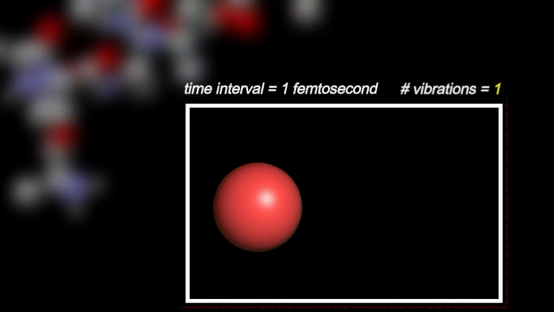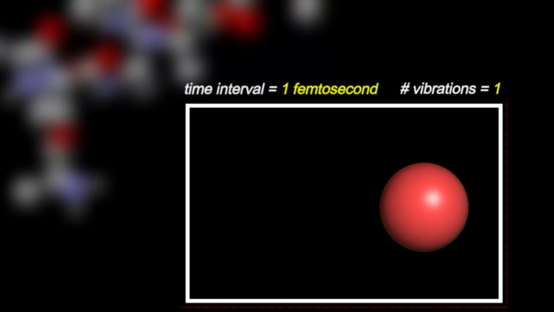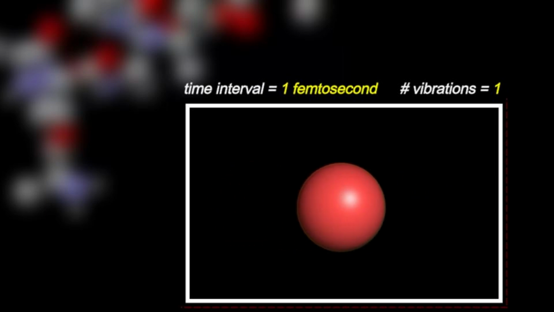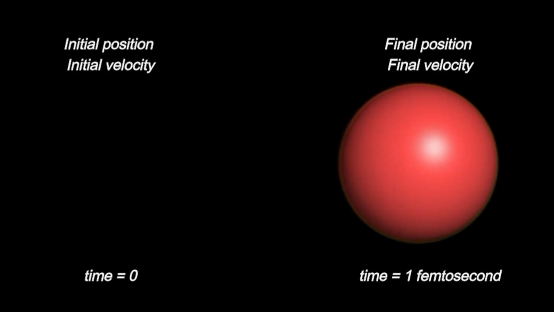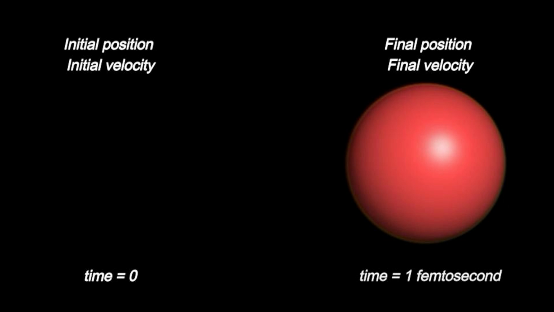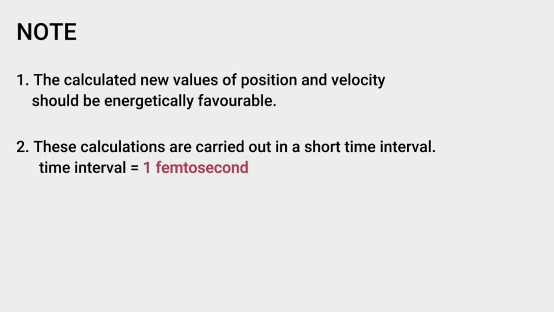Now we assume that one vibration of an atom takes about 1 femtosecond of time, that is 10 raised to minus 15 seconds, to make a single vibration or movement. And we know that the initial position of atom as well as initial velocity of atom, then after 1 femtosecond we can predict the final position of atom using Newton's law of motion. Therefore, we need the time interval to be very less in order to predict the final position and velocity of an atom from its initial position and velocity.